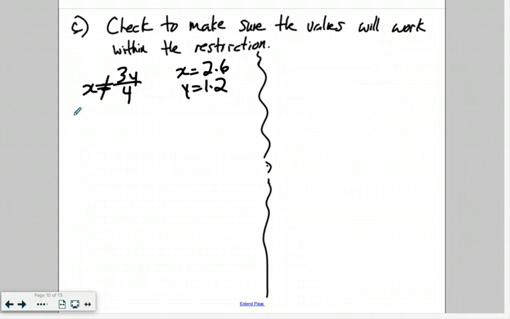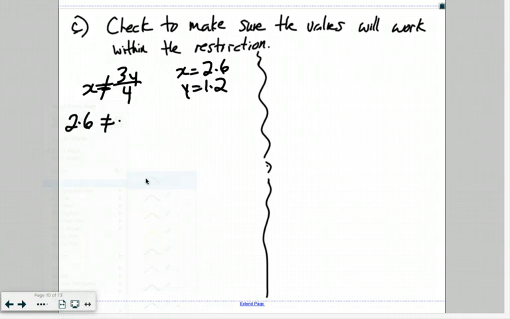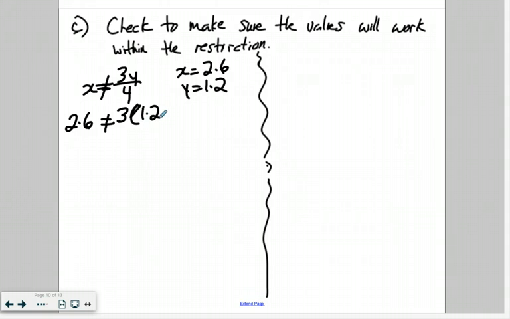We're just trying to make sure that this doesn't happen because it would cause division by 0. So if we were to plug 2.6 in for x and 1.2 in for y, would these two sides equal each other? Quickly evaluating that, 3 times 1.2 divided by 4, we get 0.9. And 2.6 does not equal 0.9, so this combination will work. We don't have a problem here. So now we can actually evaluate our expression.